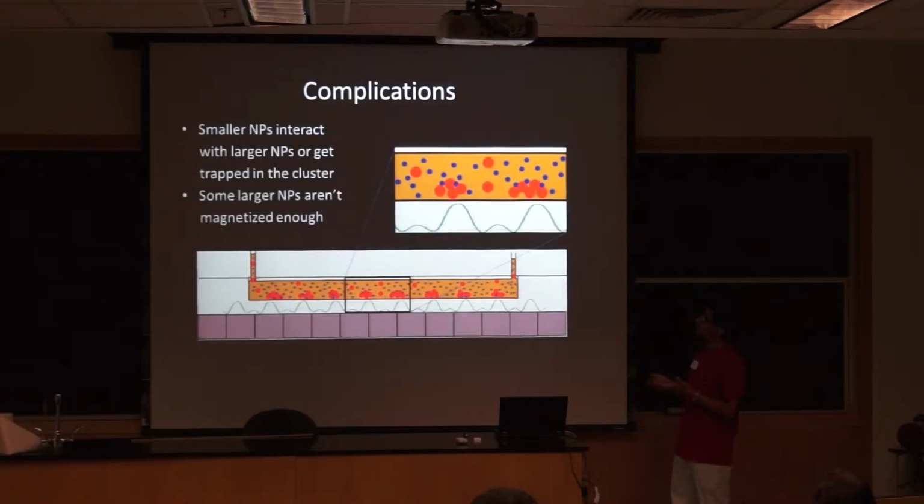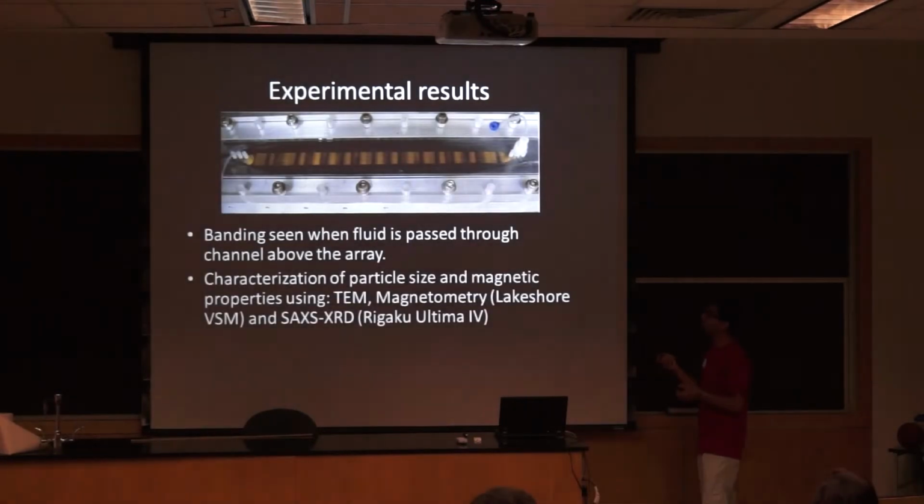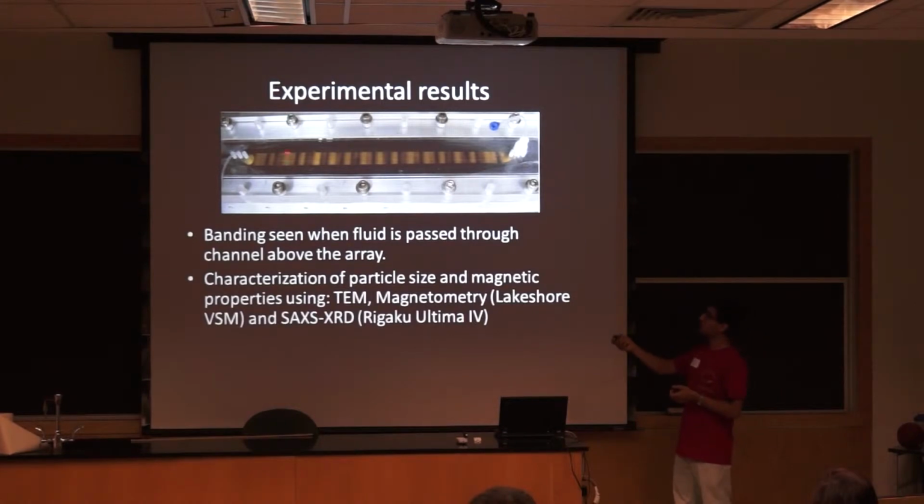There are a few complications that could come out in this. There could be bigger particles that are less magnetized, and so they never start clustering, so we could have some contamination that way. And there could be smaller particles that start interacting with the cluster, so there's also contamination in the residue. But for experimental parameters, it seemed to be working pretty well, in terms of we see these bandings that we expect from this picture.